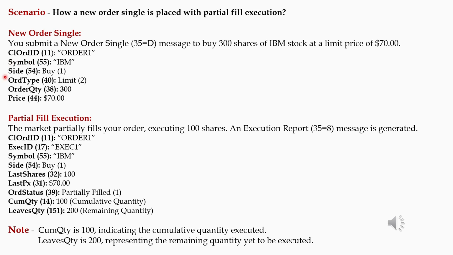Client order ID, tag 11, will be order 1. What is client order ID? It is the unique identifier for the order assigned by the buy side. So what is the buy side? The institutional clients or traders who place the orders. The client order ID is assigned by the buy side. So this is order 1 and it is unique for every order.